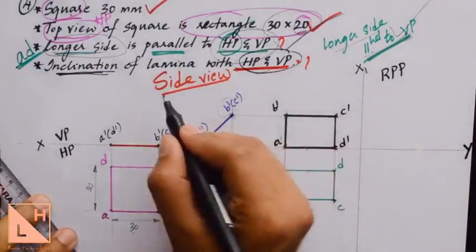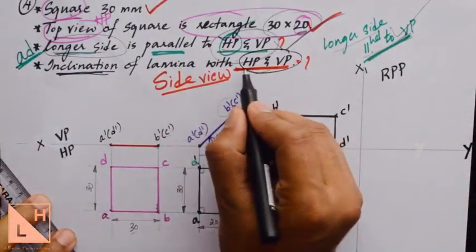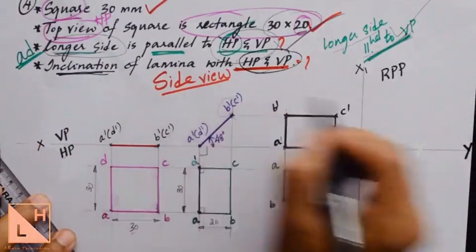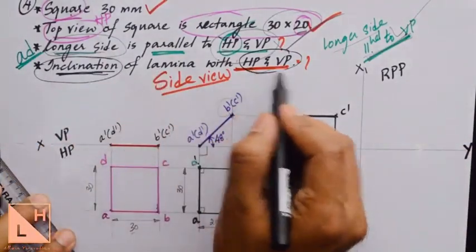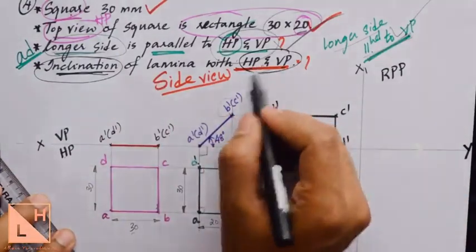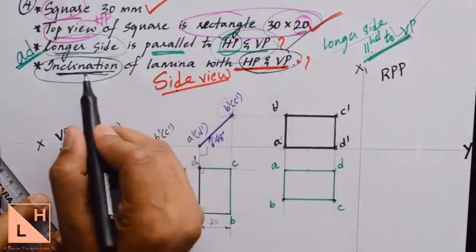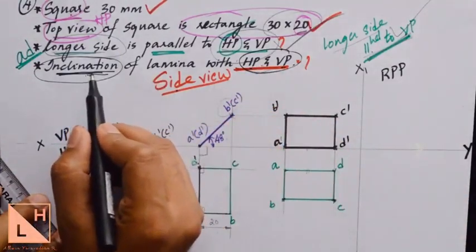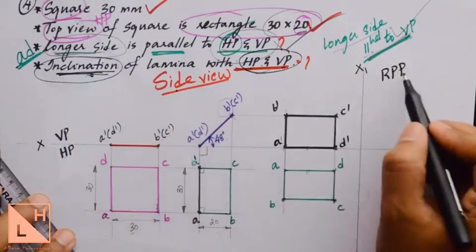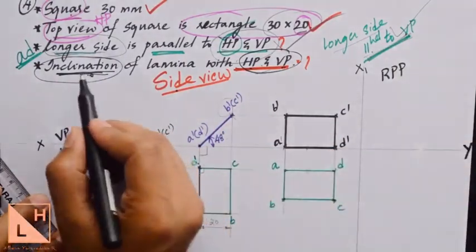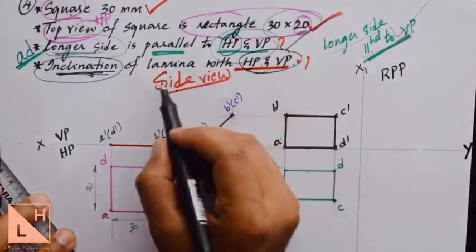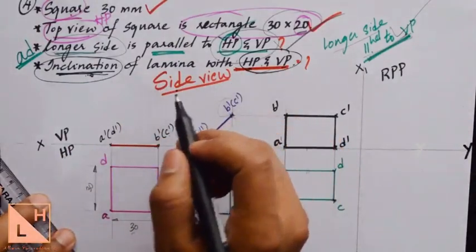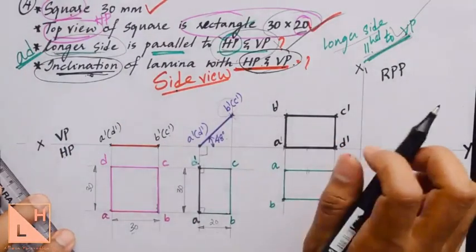Why do we move to side view whenever the question is asked with respect to HP and VP? Because only in the side view will you find the inclination of the lamina with both HP and VP. It is found only in the side view. Since it is asked in the question to find the inclination with both planes, side view is required. In many problems, this inclination of the lamina with HP and VP will not be asked. In that case, side view is not required. Since it is asked here, side view is required.